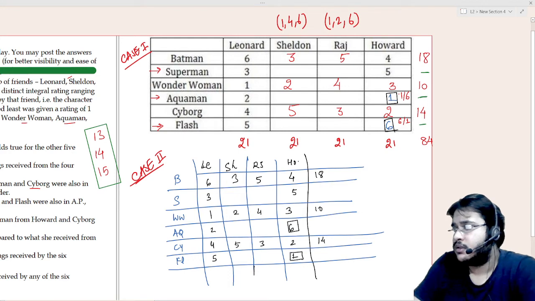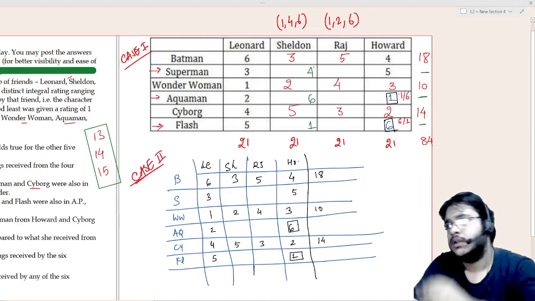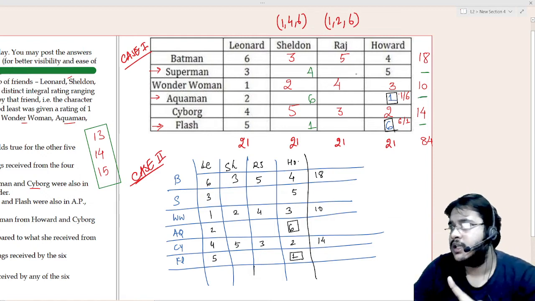1 and 6 is already in Aquaman and Flash. So why not give it a 6? Why not give it a 6 and give it a 1? And then I can probably give this one a 4. So far so good. Let's go to this one.